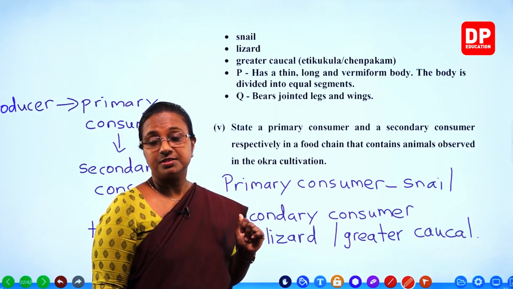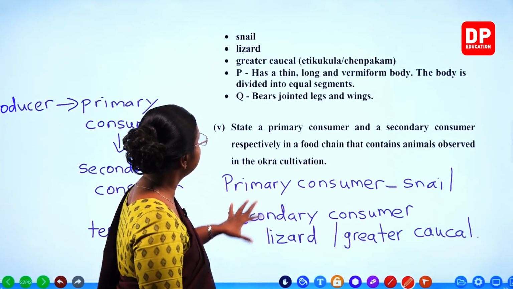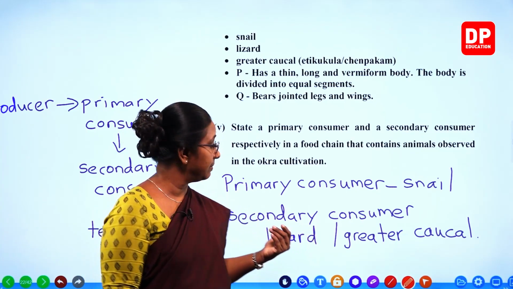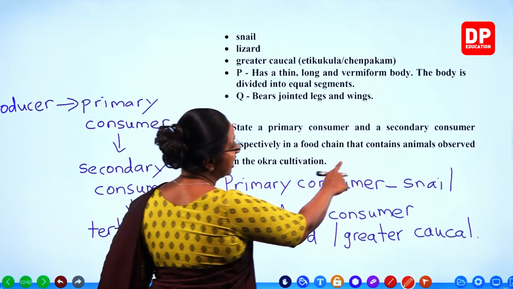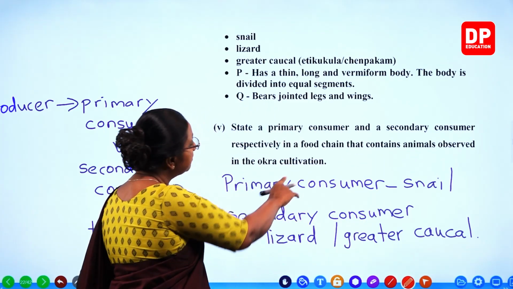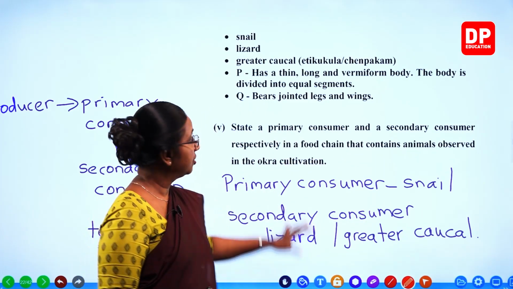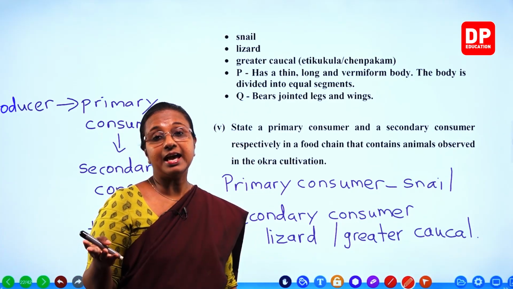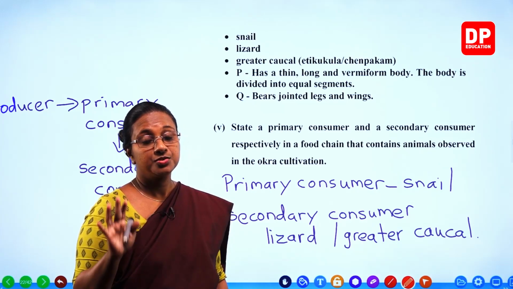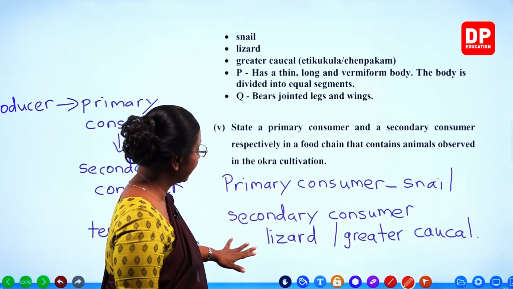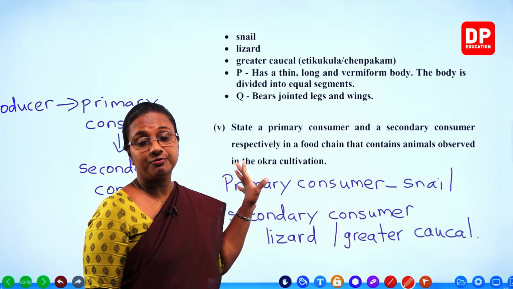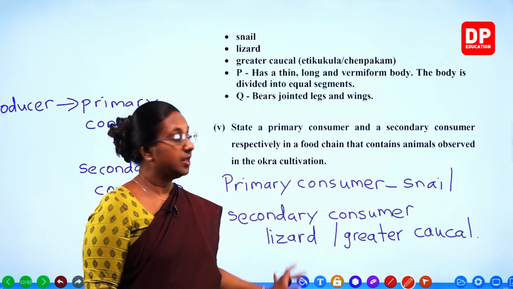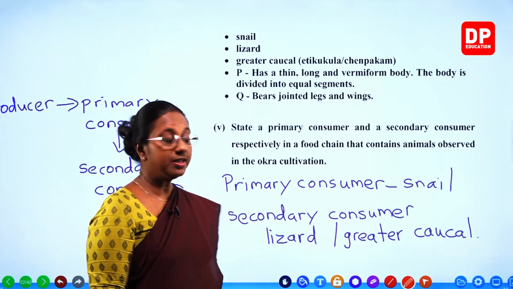Is that clear, students? So you have to use the animals given here only. You cannot use any other animals because they have said food chain that contains animals observed in the okra cultivation. So those are observed here. You cannot write any other animals. Is that clear? So you have to be careful when answering the questions. Read the question carefully and answer the question. Is that okay? So with that, I'll move on to the next question.